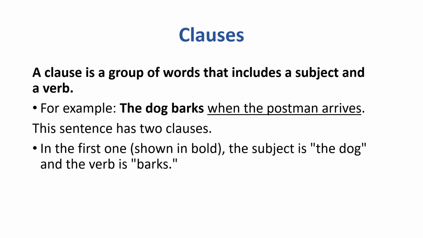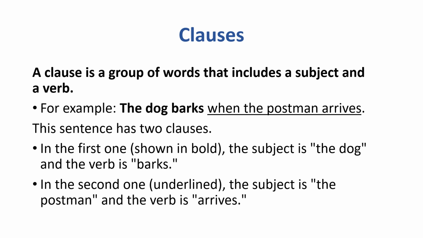This sentence, as I told you, has two clauses. In the first one, the dog is the subject and the verb is barks. And in the second one, the subject is postman and the verb is arrives.